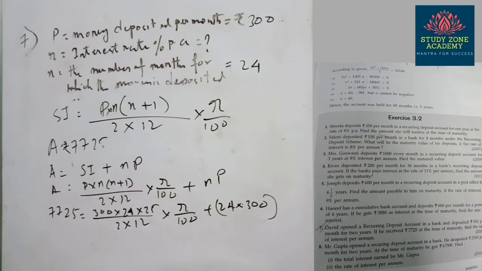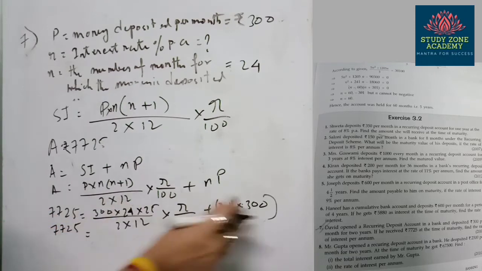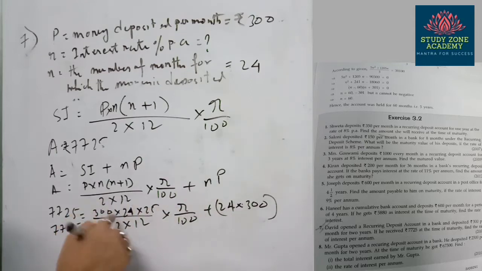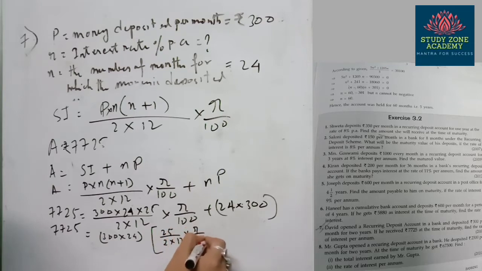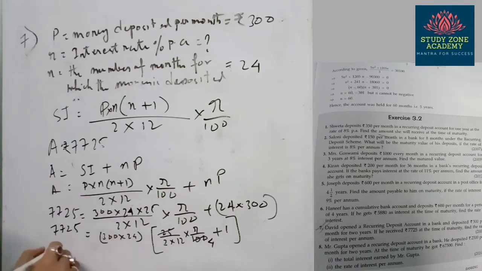Now let us make this calculation a bit simple. I'm going to take 24 into 300 common because it's present in both places. Okay, so we can write it like this. Clear? Is there anything that we can cancel? Yeah, obviously we can cancel it. It will come 4.